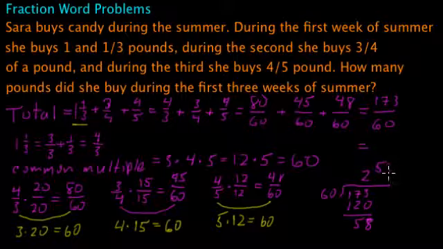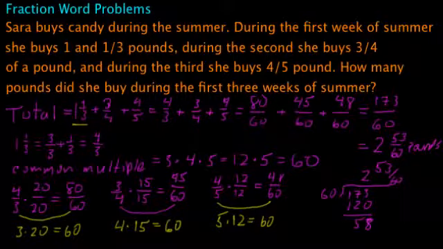So I have 53 60ths. So that is what my total is going to be. 2 and 53 60ths. And that's pounds. So my answer to the question of how many pounds did Sarah buy during the first 3 weeks of summer is 2 and 53 sixtieths pounds.